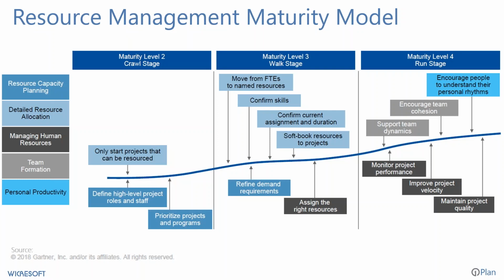where we go down to more detailed resource allocations and take that next step, where we're actually moving from FTEs to named individuals, confirming that they have the skill sets, confirming that the assignments and the durations make sense with the estimates, potentially getting into the concept of soft booking resources before we actually commit them, and then assigning the right resources to individual tasks within the project. And that's a next step or next phase in the process. And the solutions we're going to talk about today really support these levels and beyond.